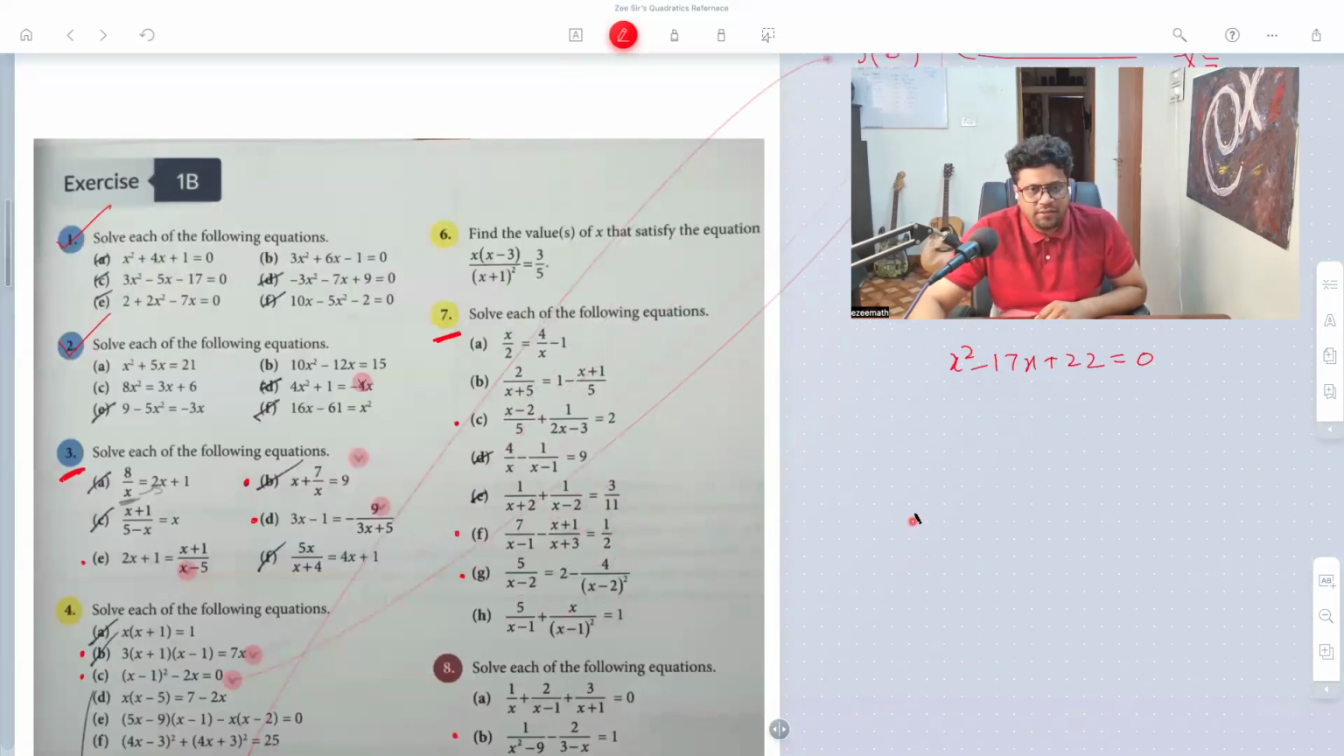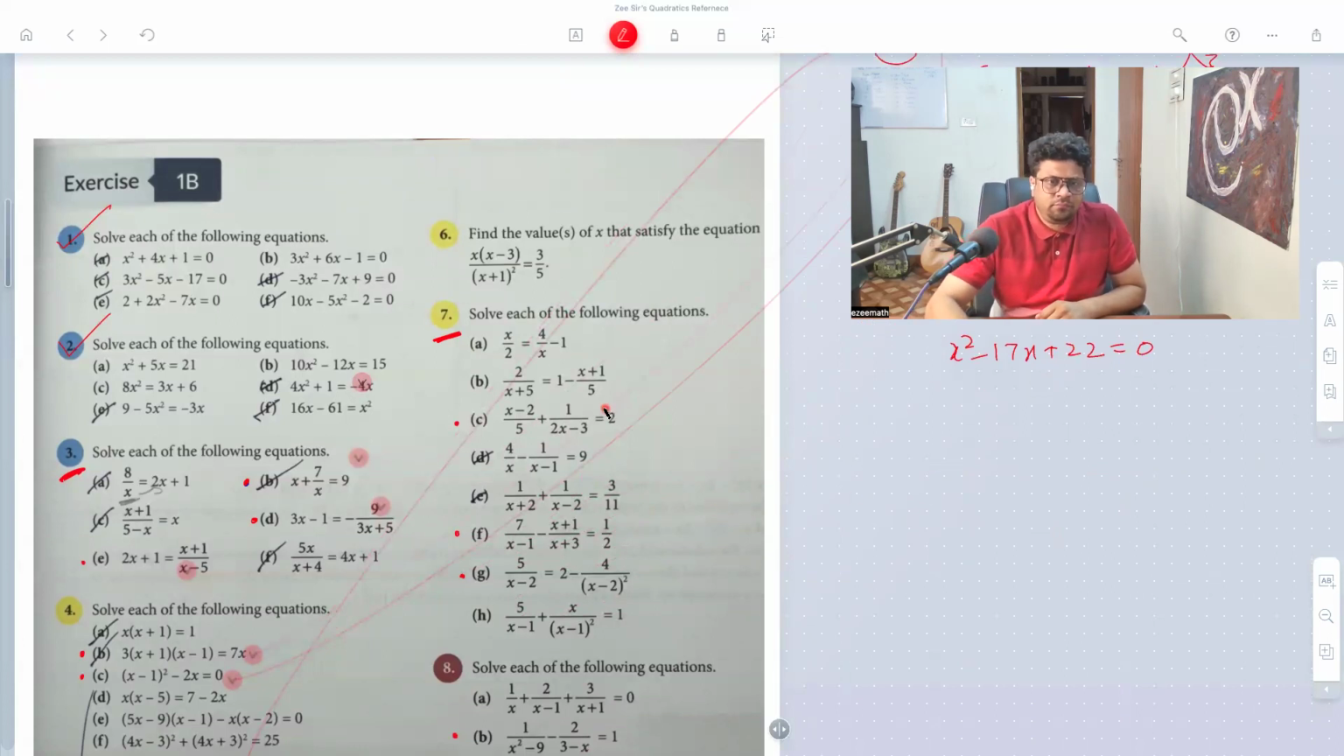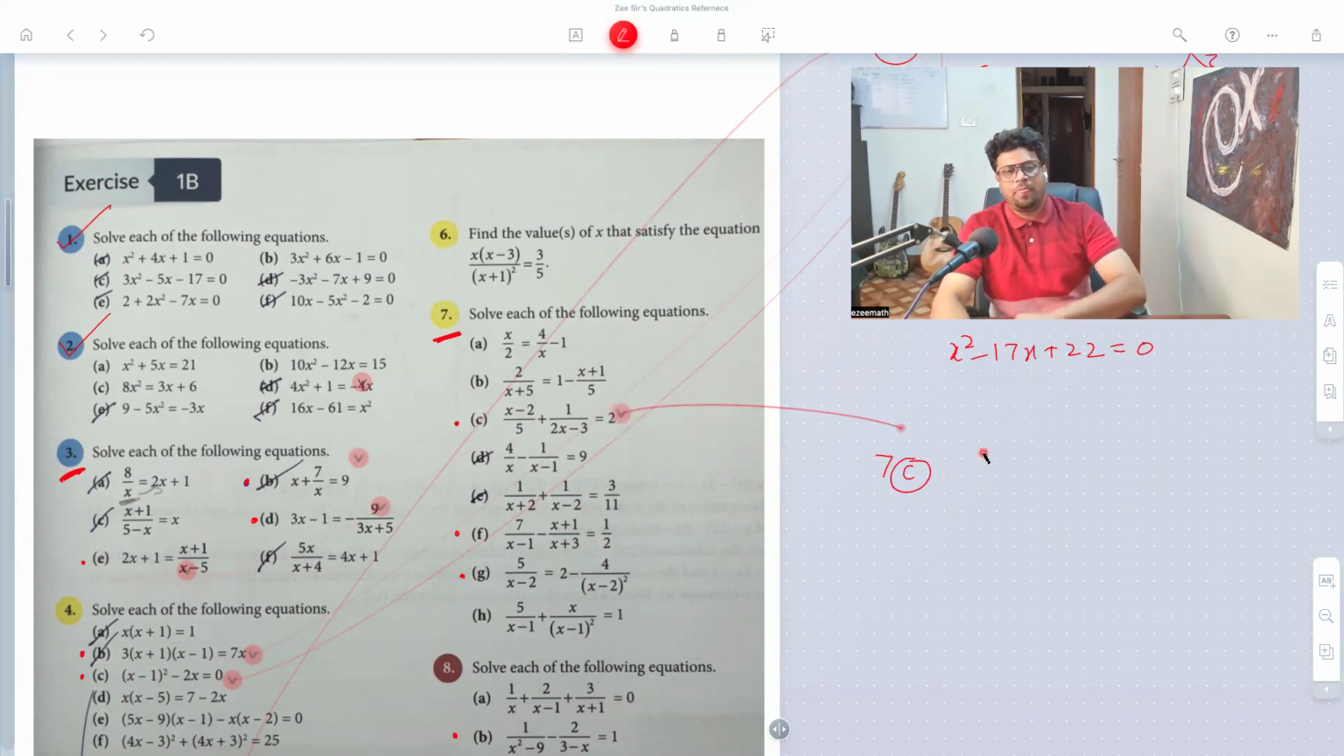Now let's look at slightly difficult ones. Now, for example, let's take a 7-part C. Okay, whichever part you think I should do, you tell me about it.